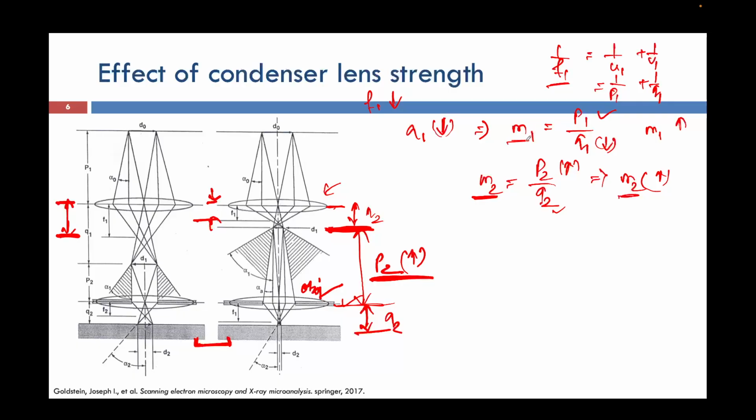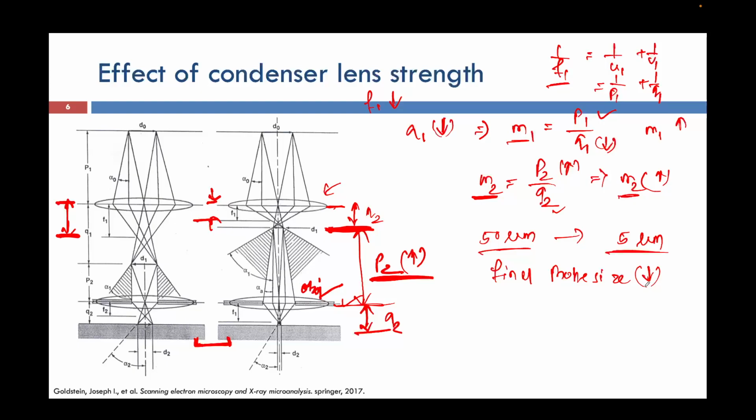So earlier, if I was getting 50 micron, then with increased demagnification, from 50 micron I would definitely go down. I'm just giving you a numerical example. It does not mean it will go to 5 micron, but definitely what will happen is that my final probe size will decrease. Why? Because my demagnification is increasing, right?